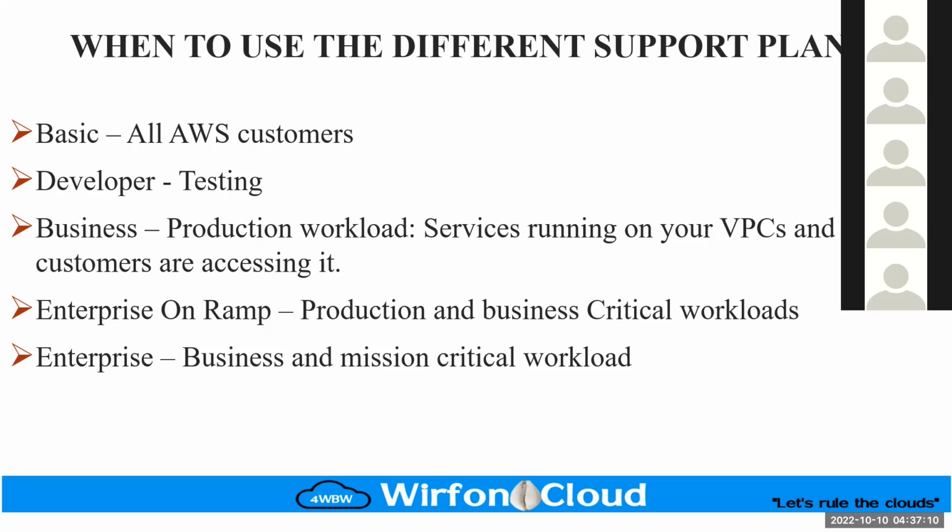For the enterprise on RAM, this is when you deal with production and business critical workloads, while for the enterprise, you are dealing with business and mission critical workloads. So take note that for the enterprise on RAM, you're dealing with production and business critical workloads. This is when you use it. And when it's the enterprise, you're using it when you're dealing with business and mission critical workloads.